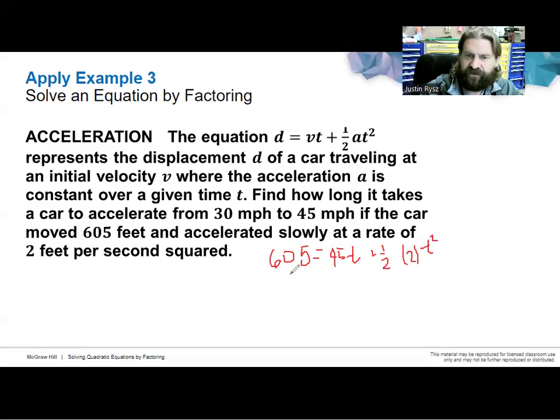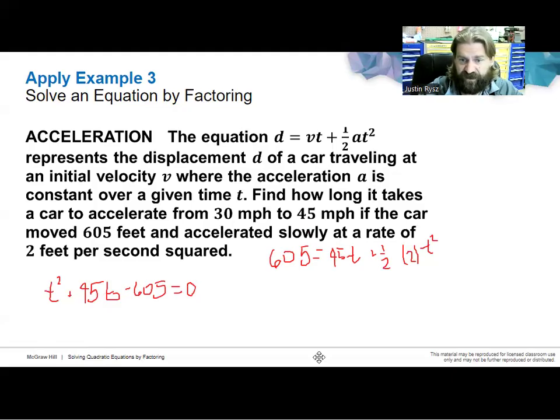So we're going to set this problem equal to 0. I'm going to minus the 605 over. Now, half of 2t squared is just t squared. We get t squared plus 45t minus 605 equals 0. What we're going to have to do is figure out what numbers multiply together to get negative 605 and add together to get 45. I'm going to pause this and do a lot of guessing and checking.